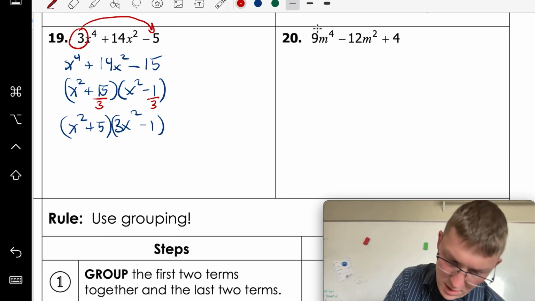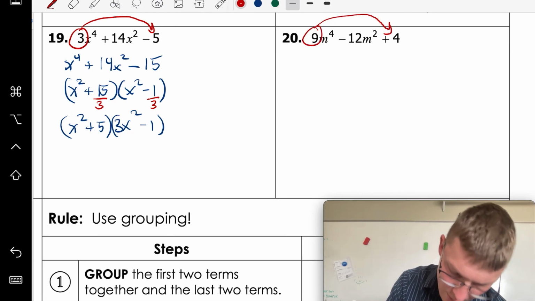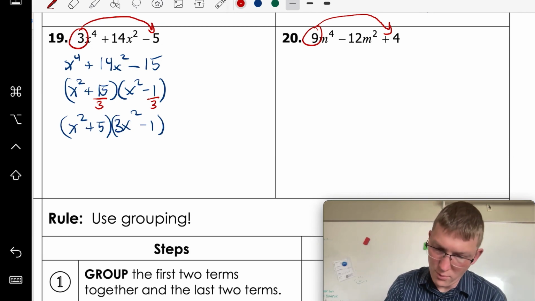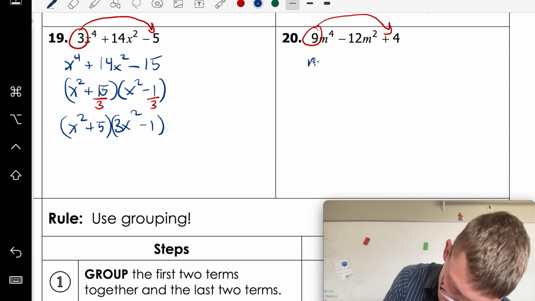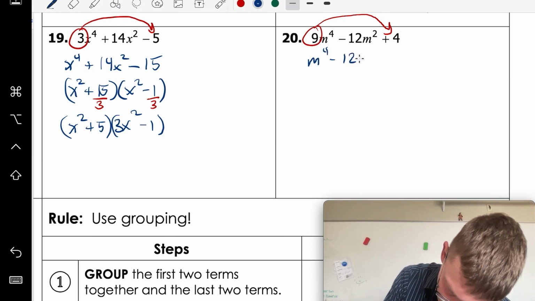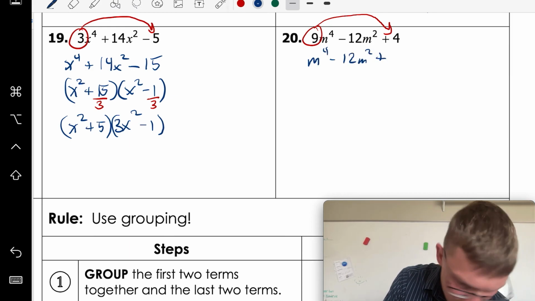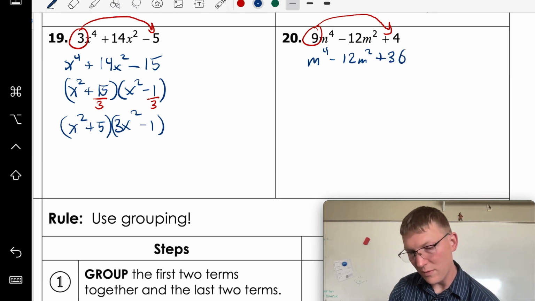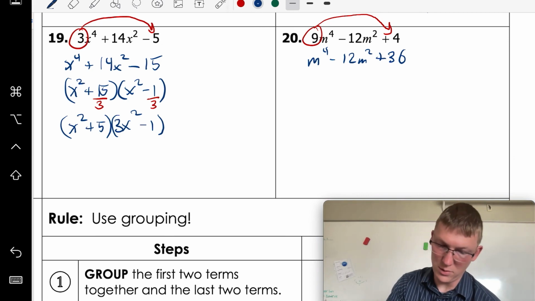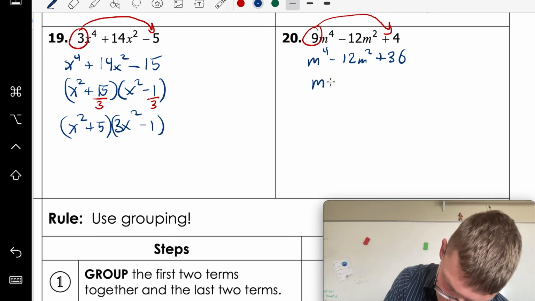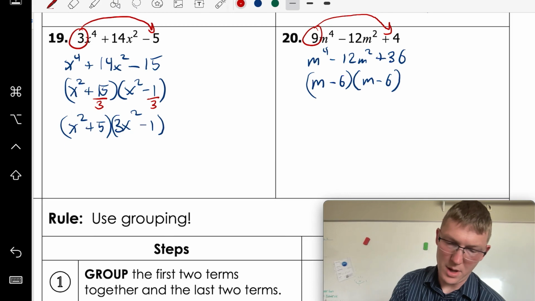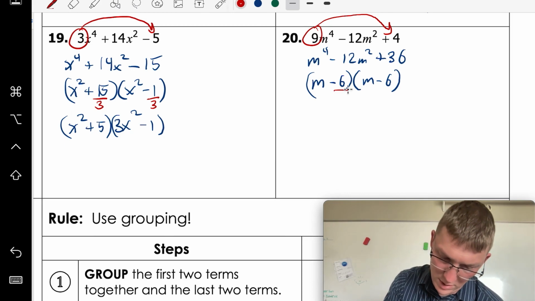9 can't come out of any of those. So we're going to take that 9, put it into the 4. My brain hurts, so I'm just going to do 9 times 4. So now we've got m to the 4th minus 12m squared plus 36. 36 is 6 times 6, and then 6 plus 6 is going to be 12. So we're going to have m minus 6, m minus 6. But we brought the 9 in, so now we got to bring the 9 out.